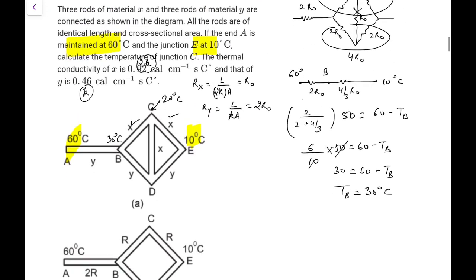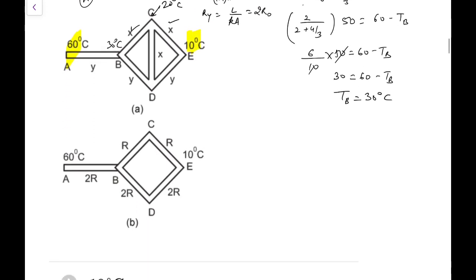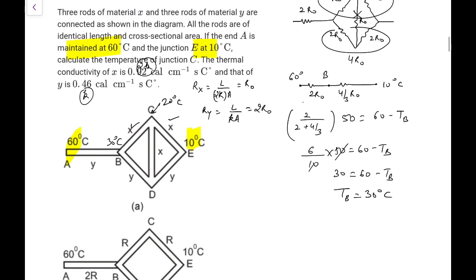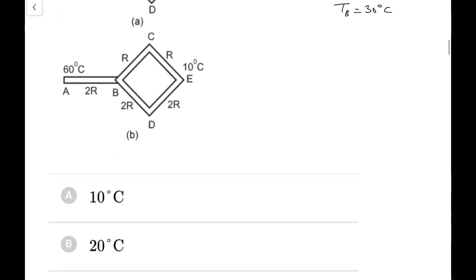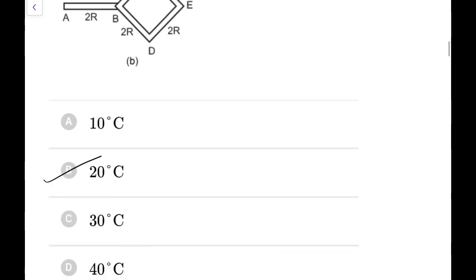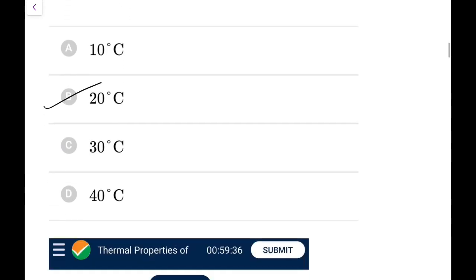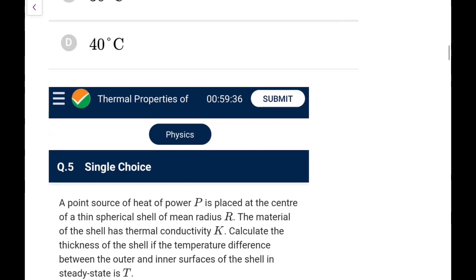So it would be like this. Okay, they have given this solution. They have given the solution figure also. I think I didn't see it, but anyway, this would be 20 degrees Celsius in this particular case.